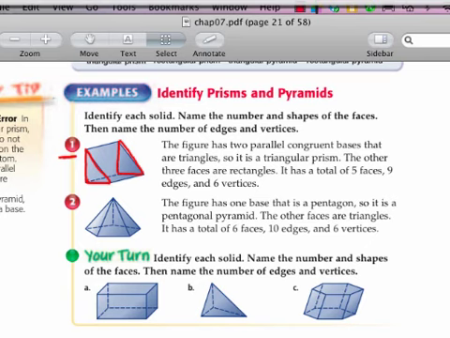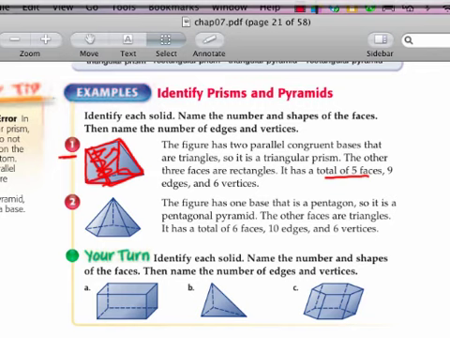And we also want to identify the faces. Notice that on this face there is a rectangular face here. There's one down in the bottom here, and there's one back here. That's also a rectangular face. So there are 3 rectangular faces, so a total of 5 counting the 2 bases.